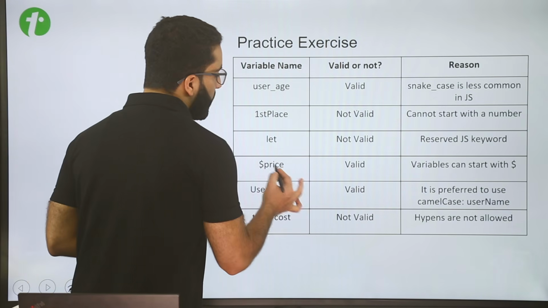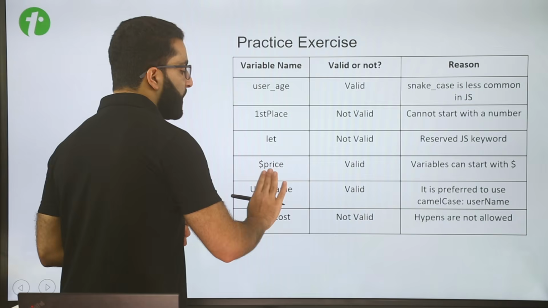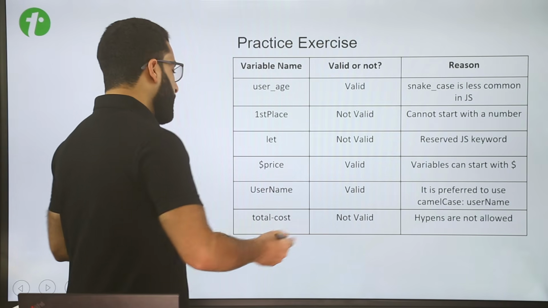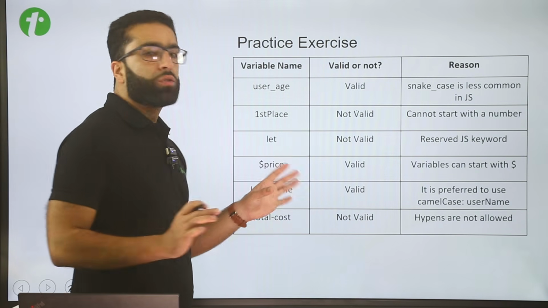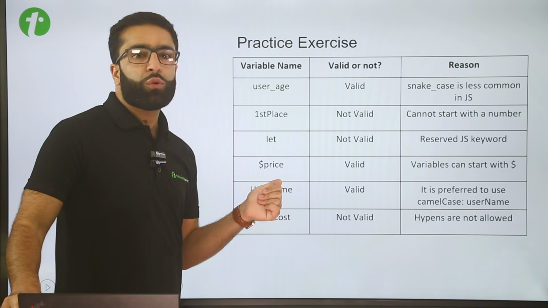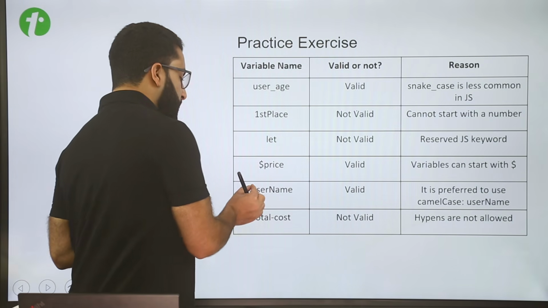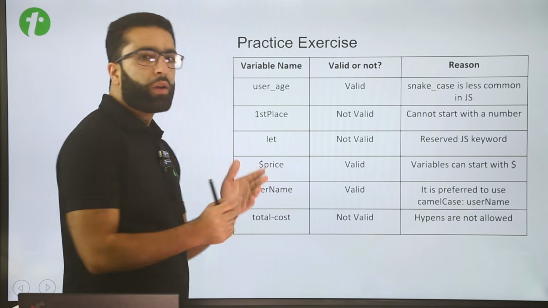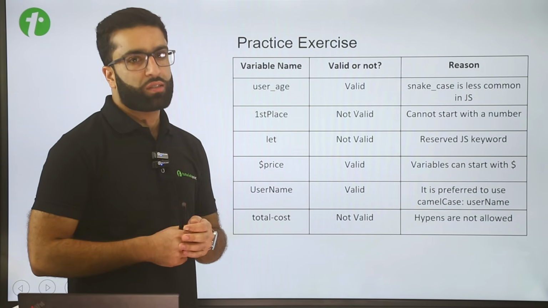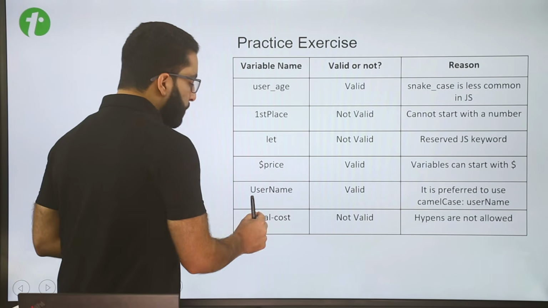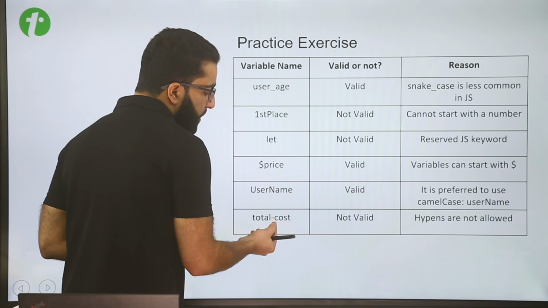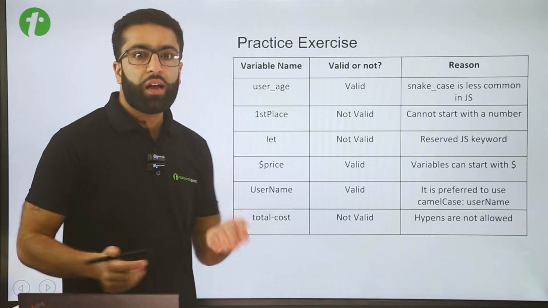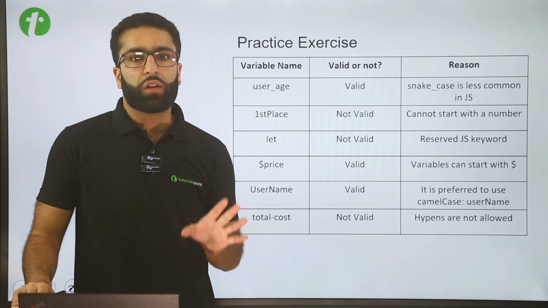Then we have $price. This is also valid because variables can start with a dollar sign. Then we have Username. This is also valid, but again, it's preferred to use camel case. If the u is lowercase, that would be better for JavaScript especially. Then we have total-cost. It's not valid because there is no underscore; this is a hyphen here, and it is totally invalid in JavaScript.